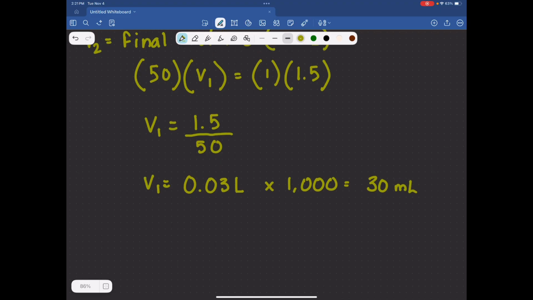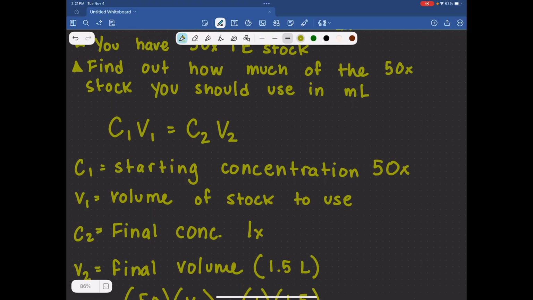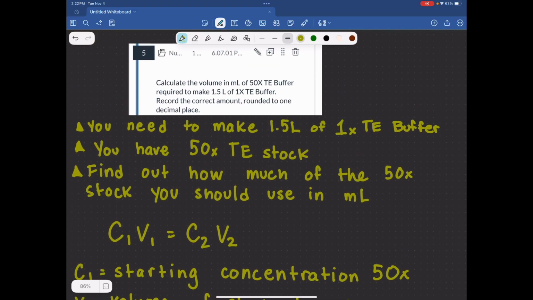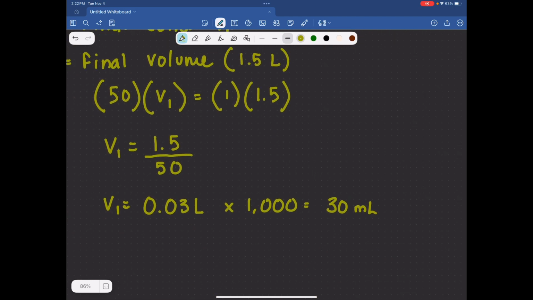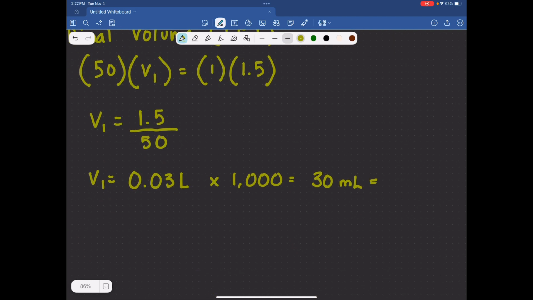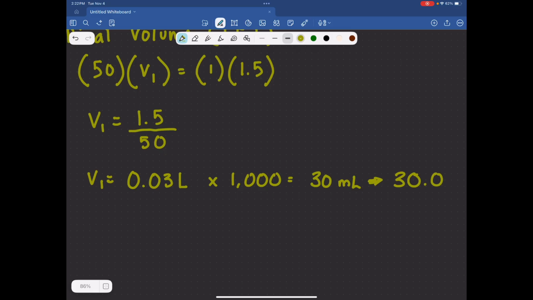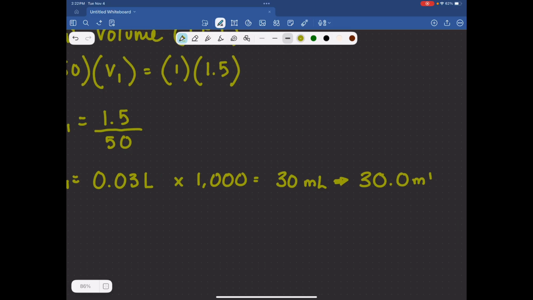milliliters. But we're not done quite yet, because the question does say record the correct amount and round to 1 decimal place. So we have 30 ml, and if we round to 1 decimal place, our final answer is going to be 30.0 ml. And so that's how much of 50x TE buffer that we need.